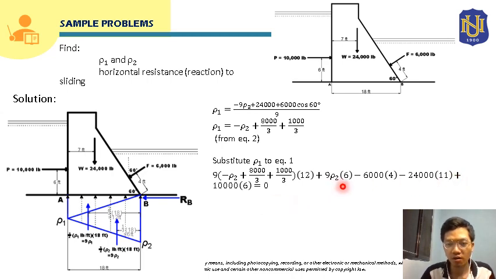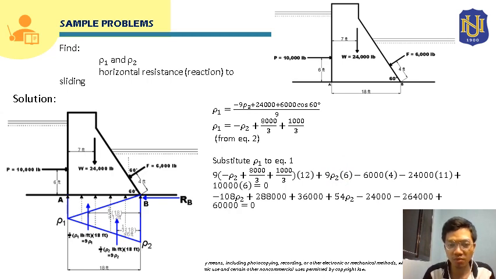So simplifying this, as you can see here, only rho 2 will be the unknown. So we can solve for rho 2 from here. So simplifying this further, this will become negative 108 rho 2 plus 288,000 plus 36,000 plus 54 rho 2 minus 24,000 minus 264,000 plus 60,000 is equal to 0. So we will just combine all rho 2 here. So this rho 2 and rho 2 we will combine, and we will combine all the constants.